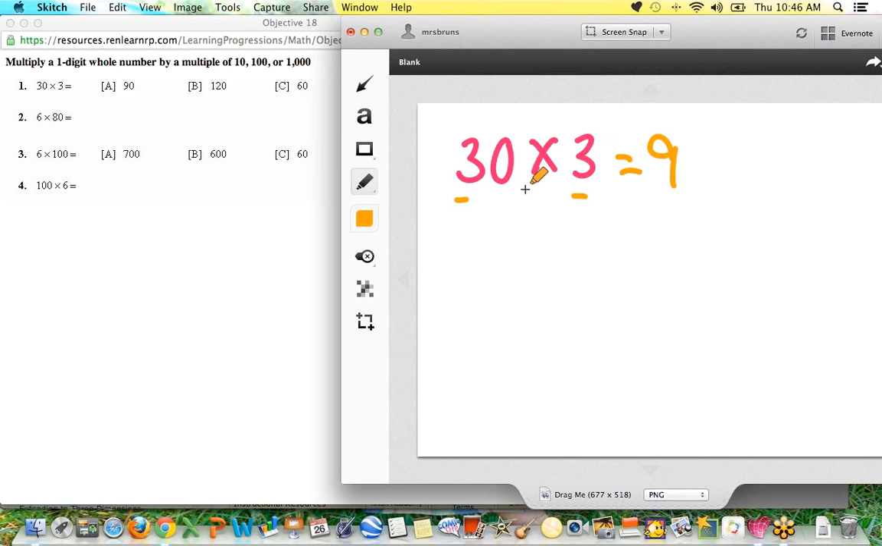9. Good. And then we can't completely forget about our 0. Guess what we're going to do? We're just going to add it on to the back. That's all you have to do. So what is your final answer? 30 times 3 equals 90. Give me a happy face if that made sense.